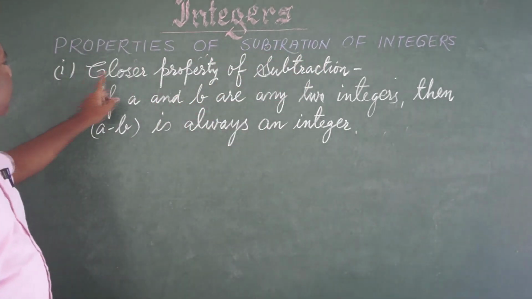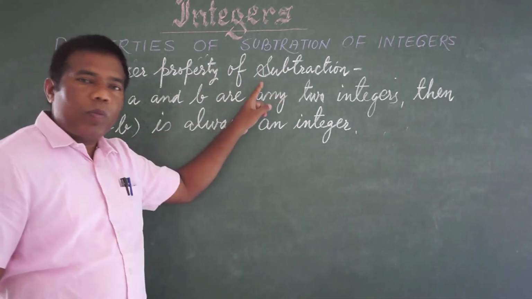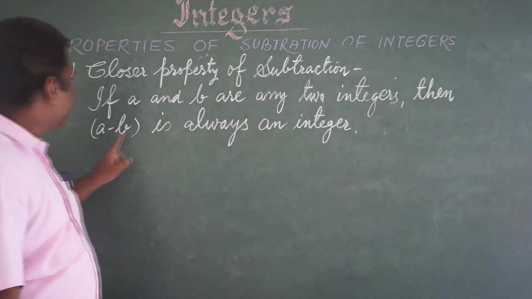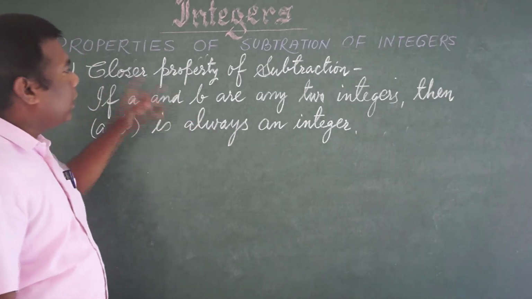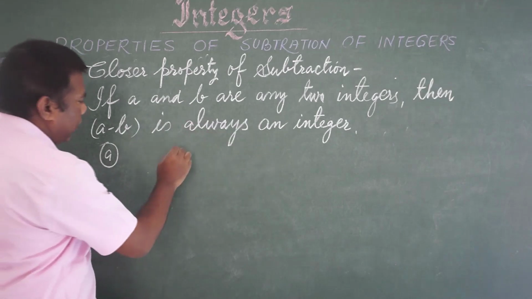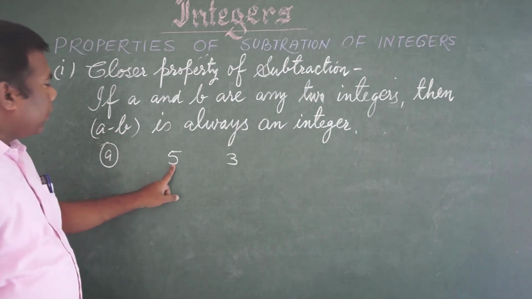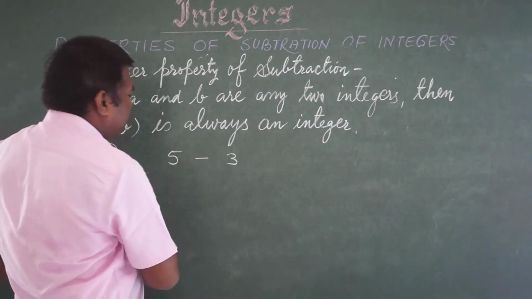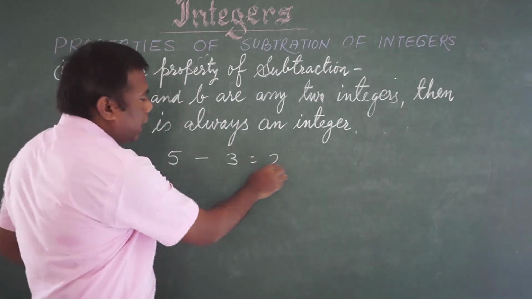So first property what we have? Closure property of subtraction. As we have seen closure property of addition, in the same way we have closure property of subtraction. If a and b are any two integers, then a minus b is always an integer. This is same as closure property of addition. Just to see, take any example. Suppose any two integers you have, suppose 5 and 3. So a minus b, in place of a you have 5, in place of b you have 3. So 5 minus 3 will be equal to 2. So this is also an integer.